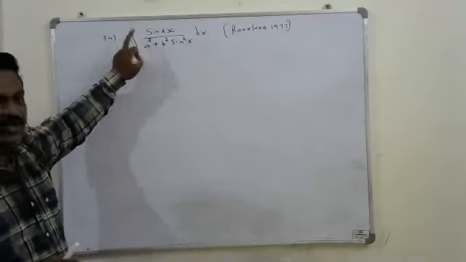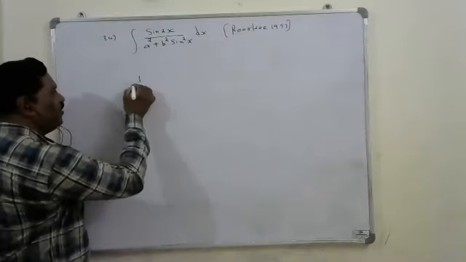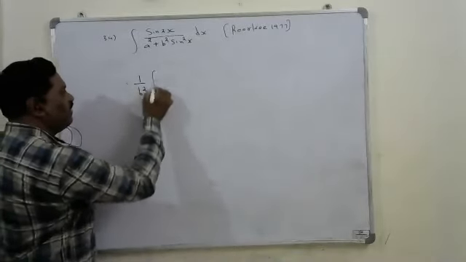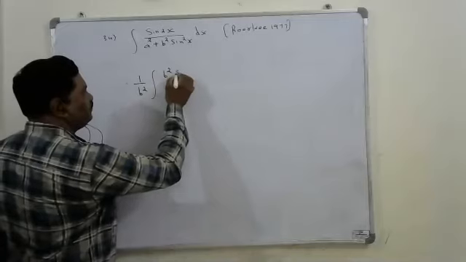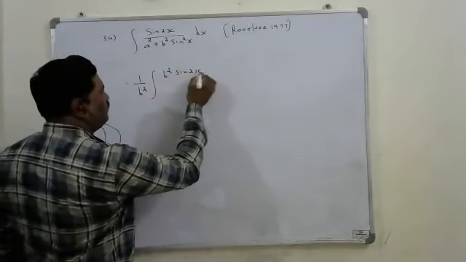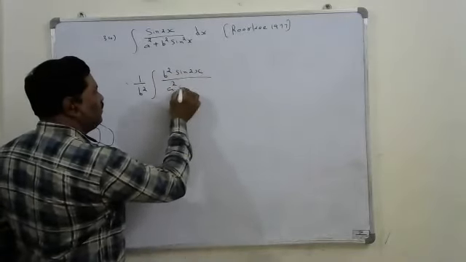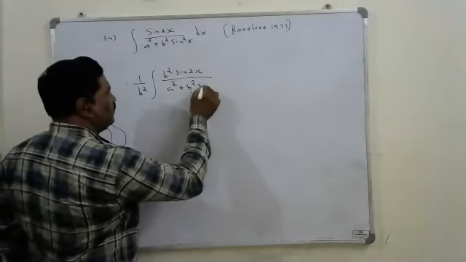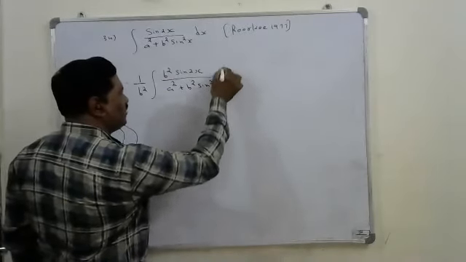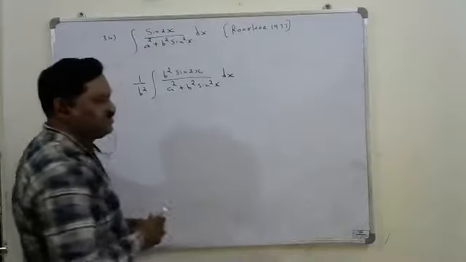That is there, but b square is not there. So we will divide by b square on the outside and multiply by b square inside. Sin 2x upon a square plus b square sin square x. Remember that the derivative of sin square x is always sin 2x.